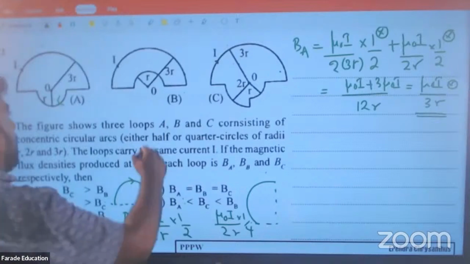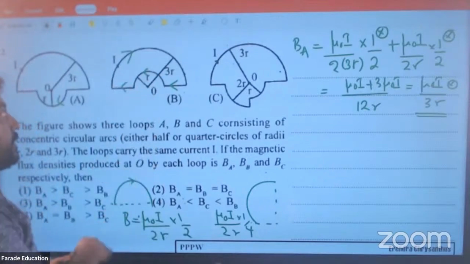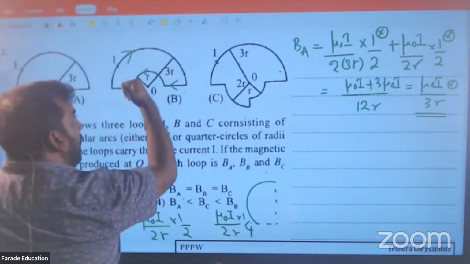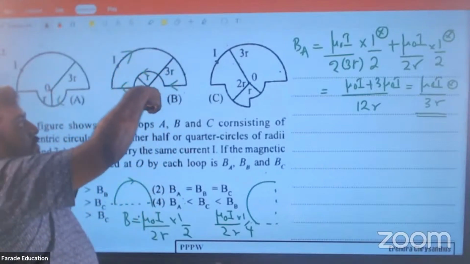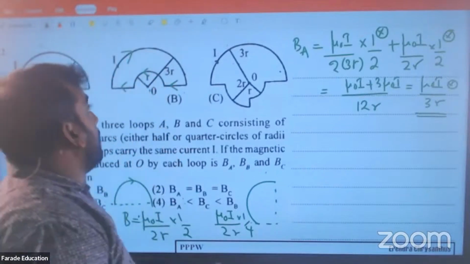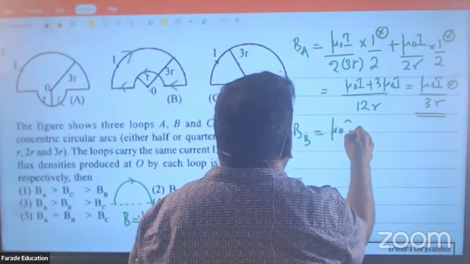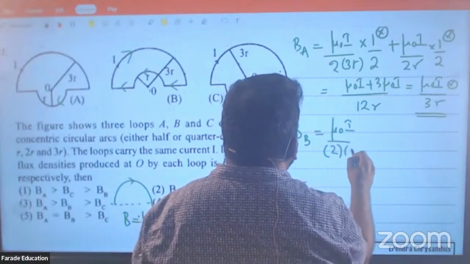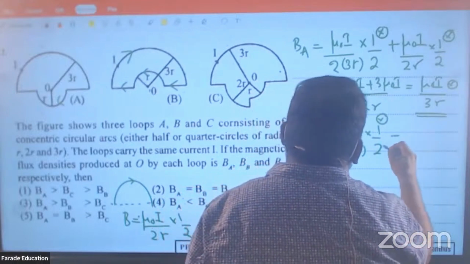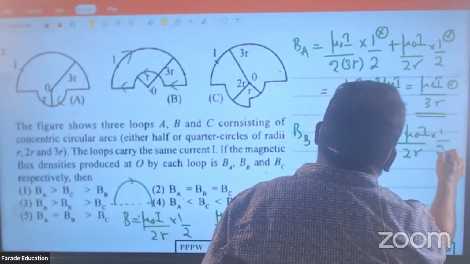Right. So current goes that way, comes this way. Here inwards, here outwards. Right hand rule. Take your right hand. Clockwise, inwards, anti-clockwise, outwards. So I can write there: clockwise inwards, mu naught I divided by 2 times radius times half, inwards. Anti-clockwise outwards, mu naught I divided by 2R, outwards means multiply by half.